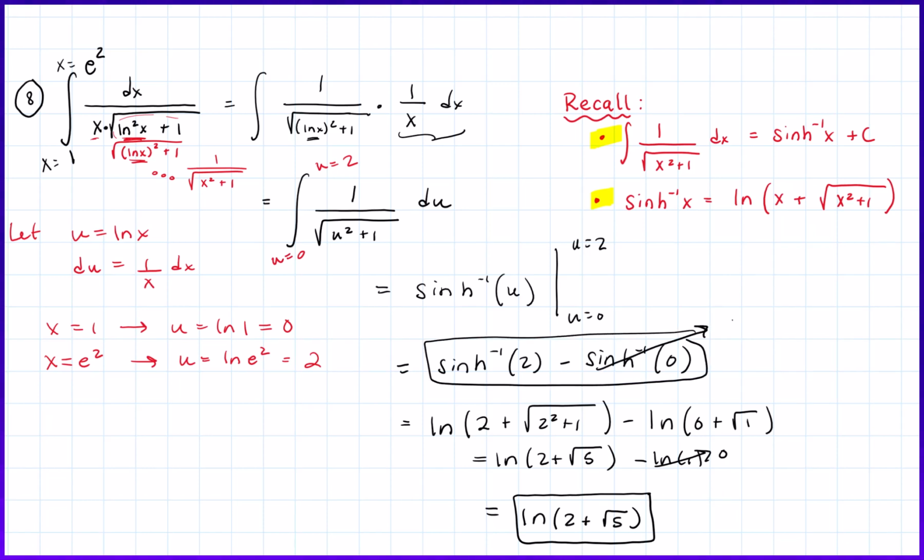The inverse hyperbolic sine of 0 is also 0. So we could write it in its inverse hyperbolic sine form or in its logarithmic form. We're a little more comfortable working with logs, so it might help in our situation here to go to that.